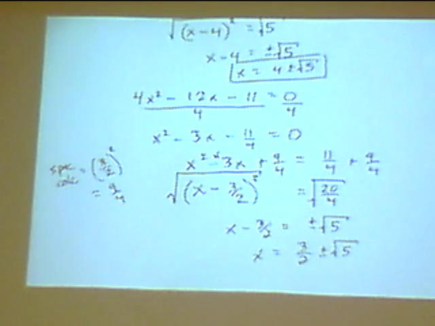Once again, normally completing the square is not used to solve quadratic equations, but I wanted to show you the technique because later on in this class we are going to have to work some other problems out by completing the square.